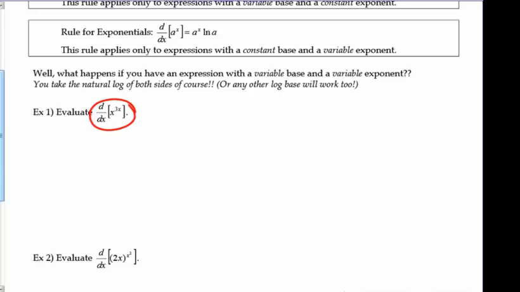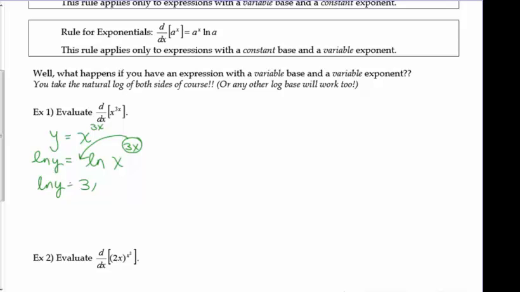So let's say we want to take the derivative of x to the 3x. The first thing we do is we take the ln of both sides. So ln y equals ln x to the 3x. The reason we do that is because now this exponent can fall down in front, and I have ln y equals 3x ln x.